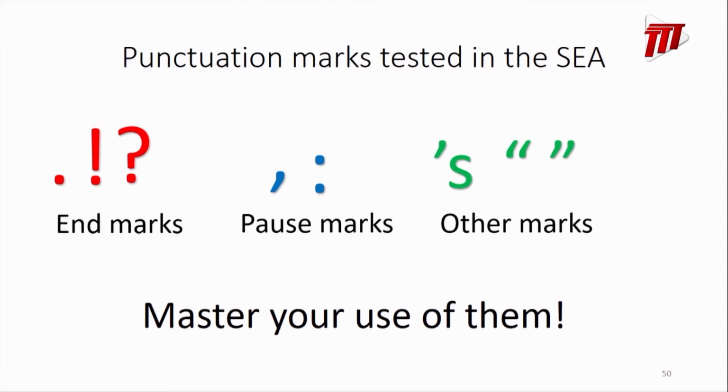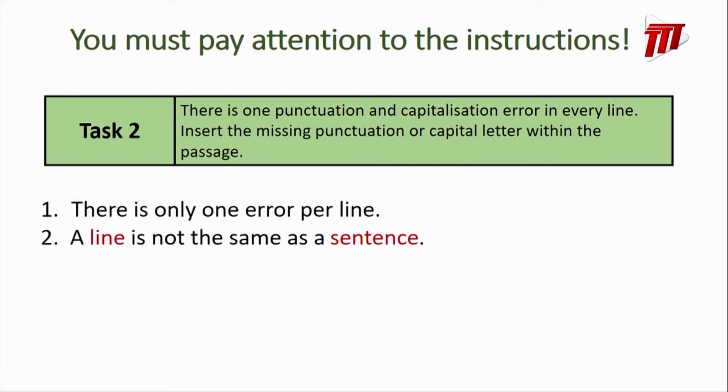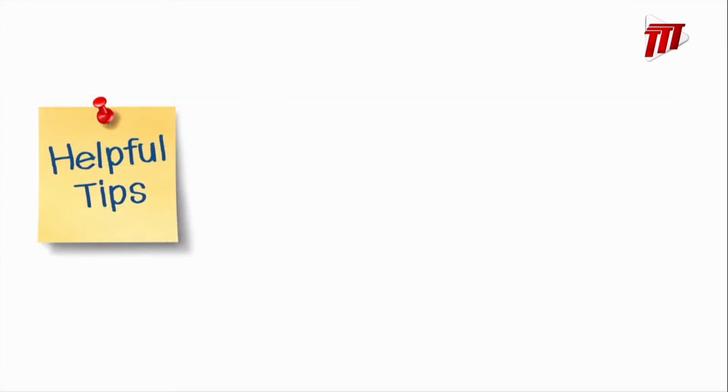All right, so you need to master these marks, know when they are used, and know when you have to use them as well. So in our instructions for punctuation and capitalization, we have to pay attention to the fact that there's one error per line. A line is not the same as a sentence. You've got to insert the correct mark or letter, meaning you have to write it in the passage yourself. All right, so once you figure it out, you write it.